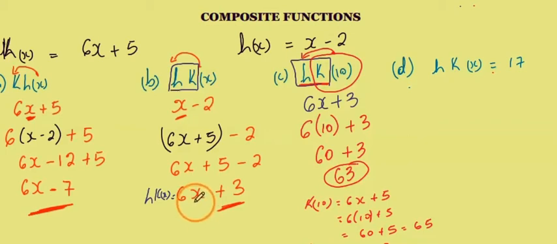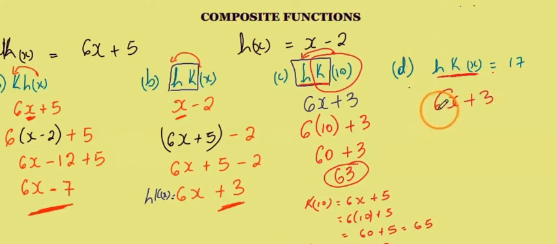Another example that we have, and you can observe that all the questions here, they are different. And that is why I'm exposing you to different questions so that you can practice and have a better understanding. The next one is h of k of x is equal to 17. Again, do we know what h of k of x is? Yes. And the answer is 6x plus 3.